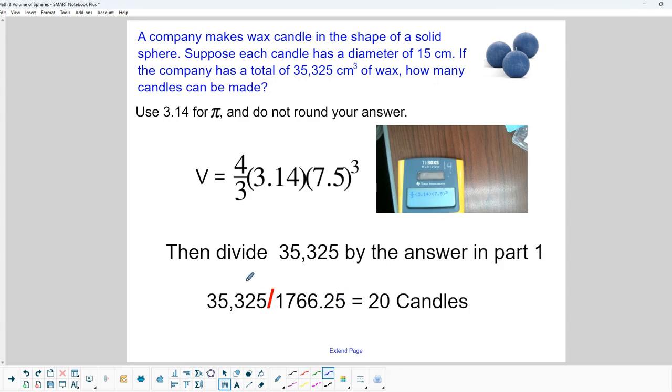Now you take the total number of cubic centimeters of wax we have and divide it by the amount in one candle, and that will tell you how many actual candles we can make. And when we did the numbers, it comes out to be 20 candles, because the candles are each in cubic centimeters too, but this is how many of these candles you can make with that much wax. All right, you get the idea?